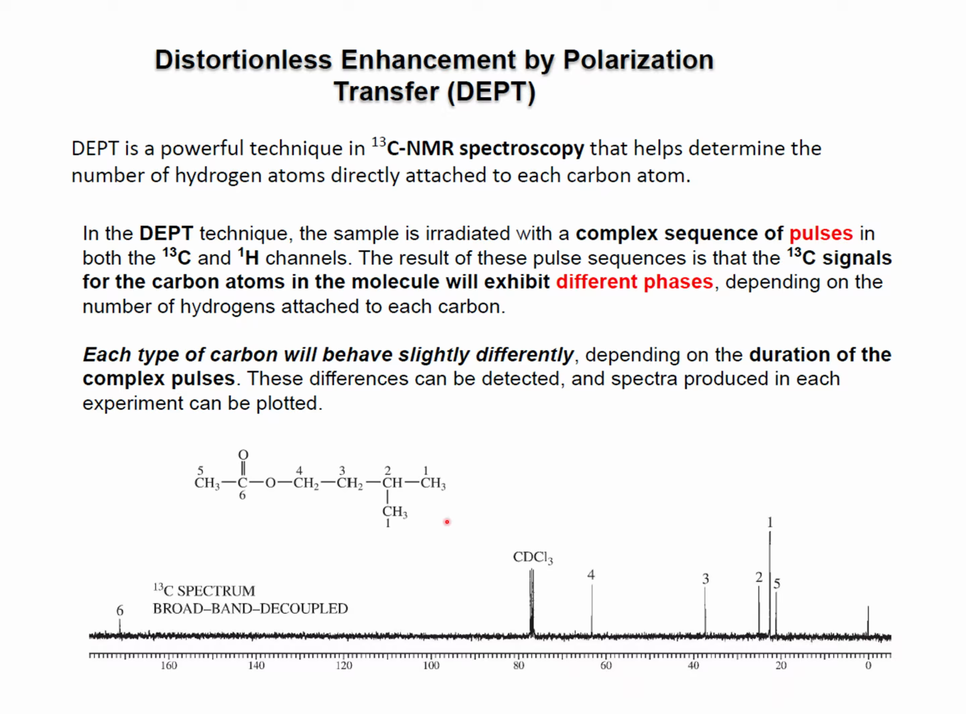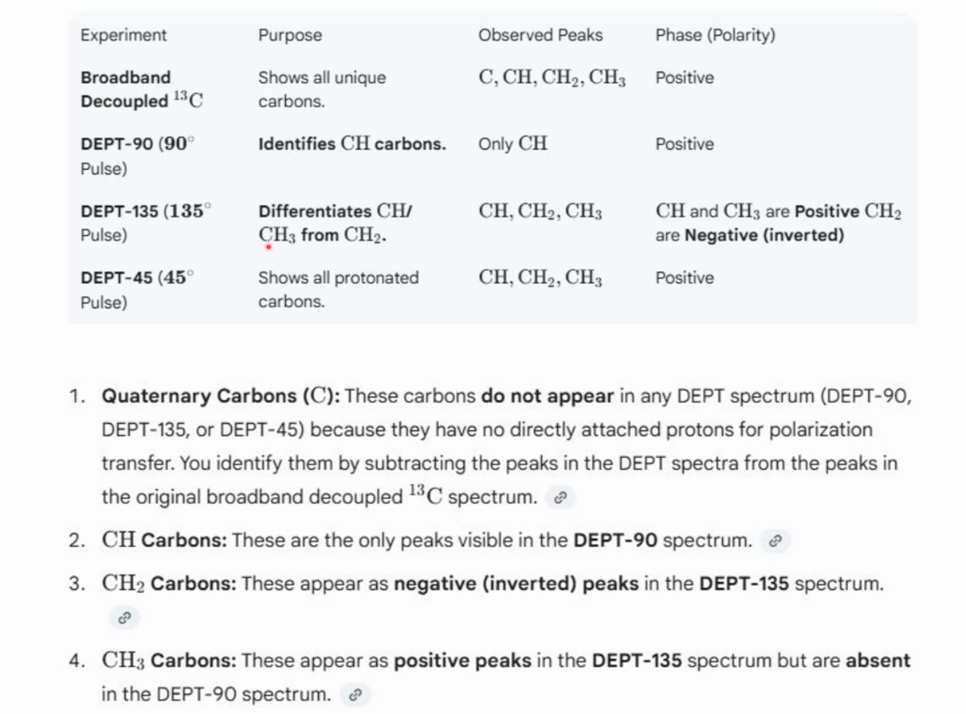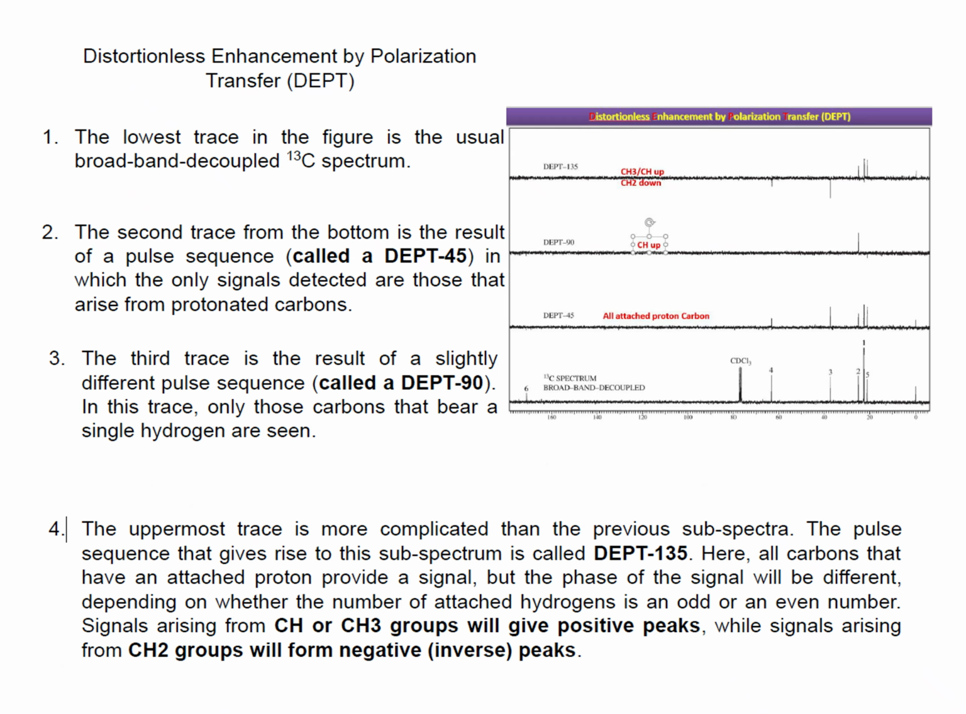So we can also have the sequence in a similar pattern. In the similar way, just go through the bond and their peak. I have already discussed this for the CH bond. These are the only peaks visible in the DEPT-90 spectrum. CH2 carbons appear as negative peaks in the DEPT-135 spectrum, and CH3 carbons appear as positive peaks in the DEPT-135 spectrum. So these are the peaks as discussed.